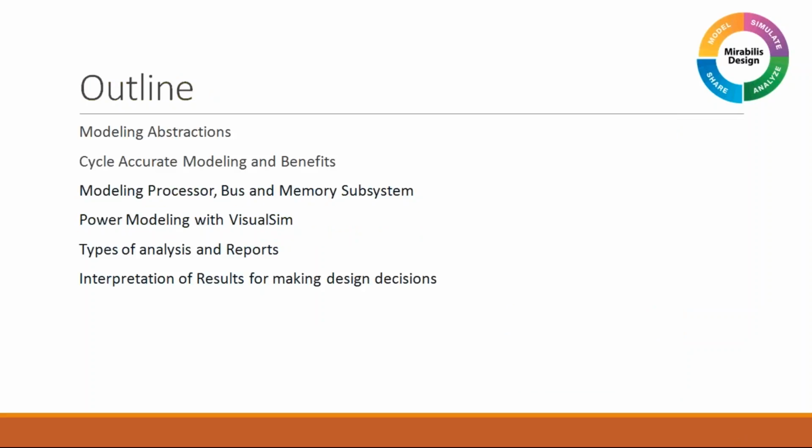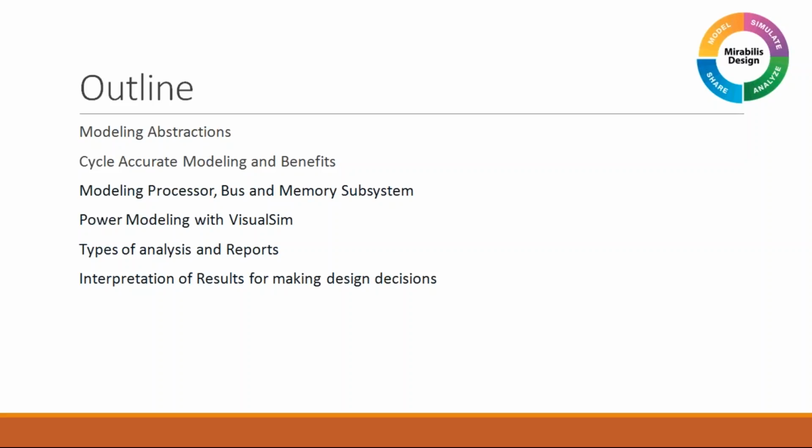So here's a quick outline of today's webinar. As you know, modeling and simulation has been present in the system design process for decades now. At the same time, there are different levels of modeling abstraction that address specific challenges during the system design process as well. So we are going to look at different modeling abstractions that are possible in VisualSim Architect that play a very crucial role in early design exploration.